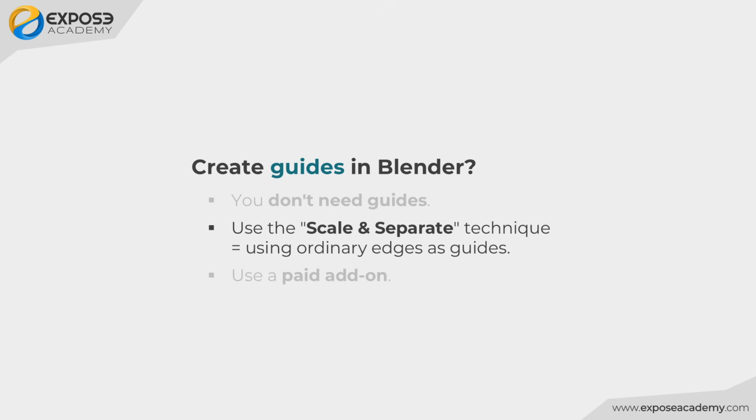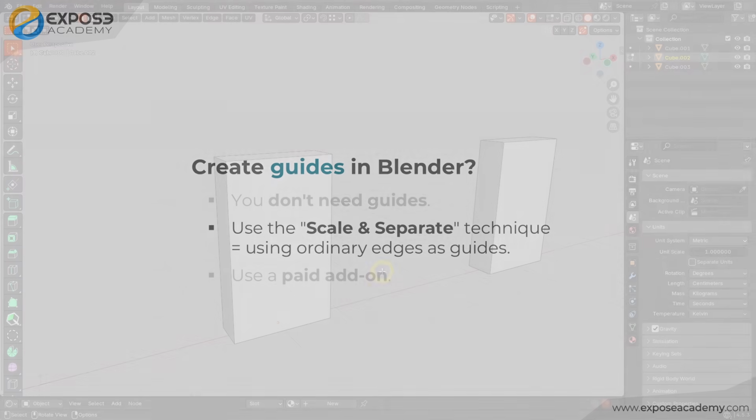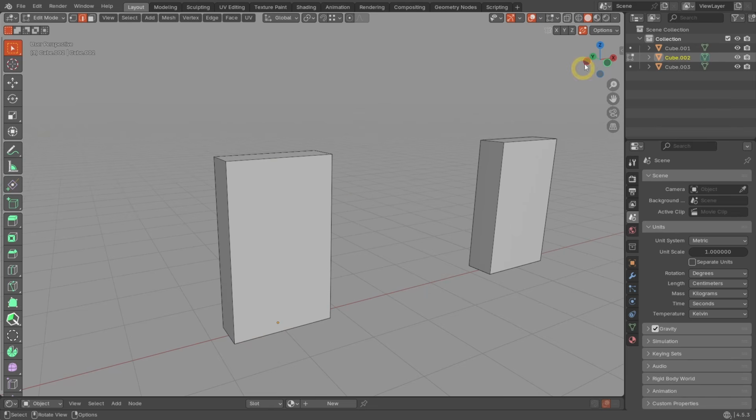First, we can simulate ordinary edges to work as guides. I call this method scale and separate. It is just a name that I made up so I can remember the technique easily. For this technique to work, you want to turn off the auto merge feature. This way, edges and vertices do not merge or intersect automatically. We can turn it back on later when we need it.